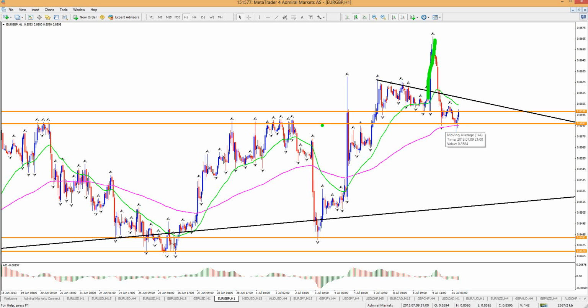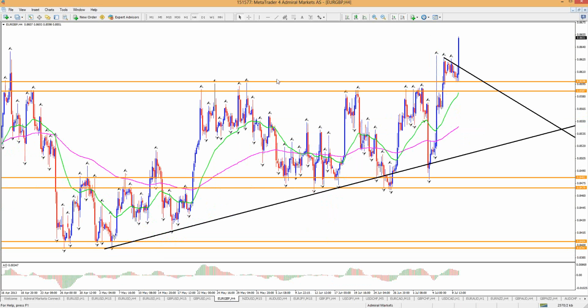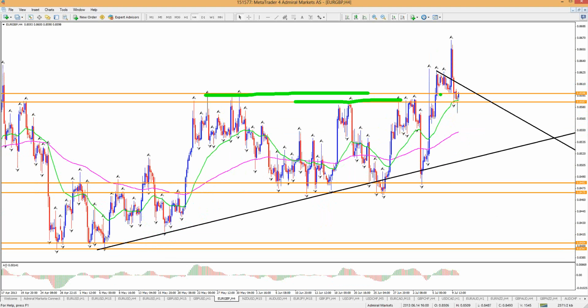Very nice break. Let me show you on the 4-hour chart, we were nicely above this range level. We broke above it. We have a daily close above it. We stay one day above it, the whole range. These two orange lines are major tops.